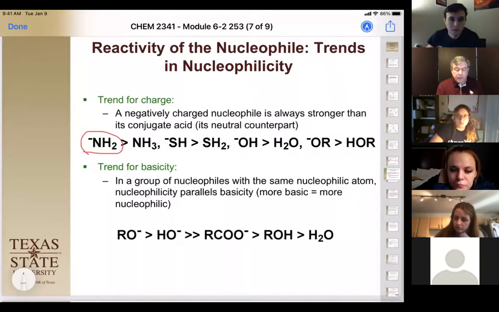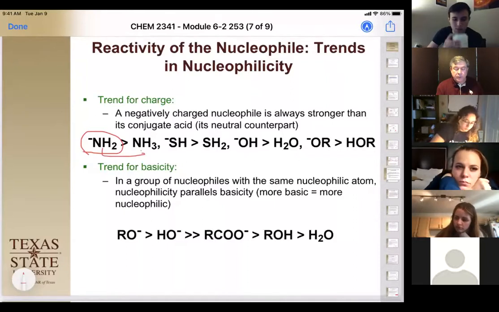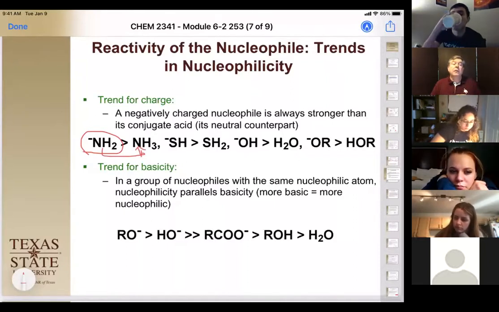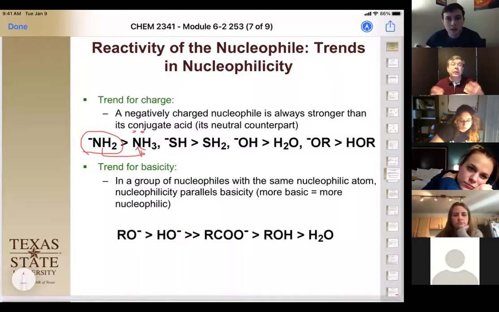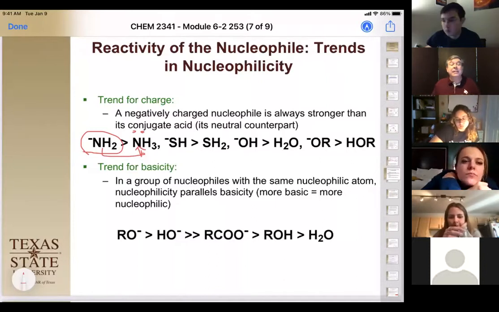Notice that the charged species with a negative charge is always going to be stronger than the neutral species. Even though the neutral species does act like a nucleophile because of the lone pair, the charged one already has a negative charge on it, so it's more reactive. That's the first thing to think about. When you're looking at good nucleophiles, look for the charged species first, and then there will be some uncharged species that still act as nucleophiles.